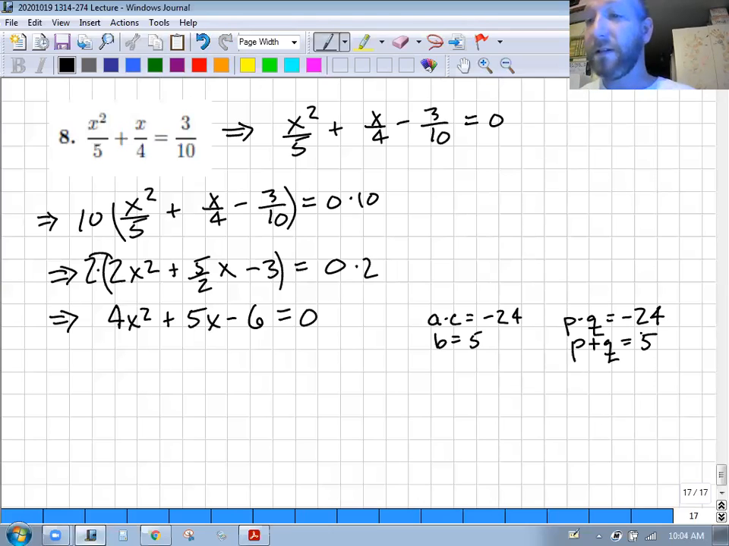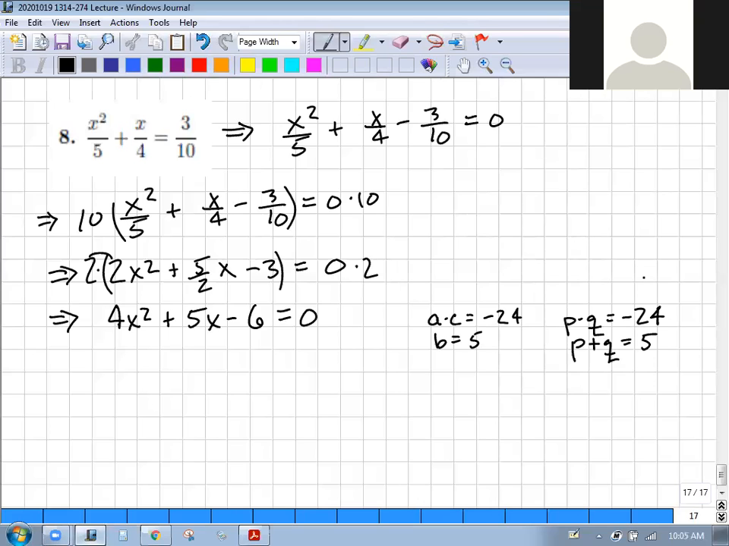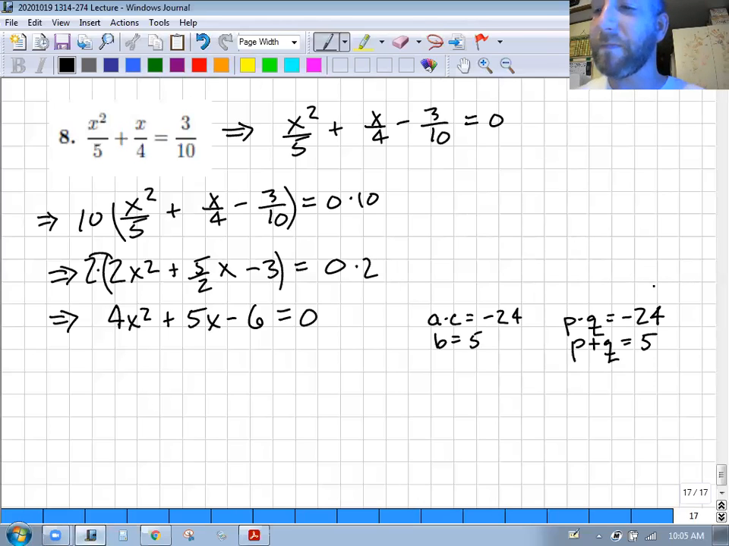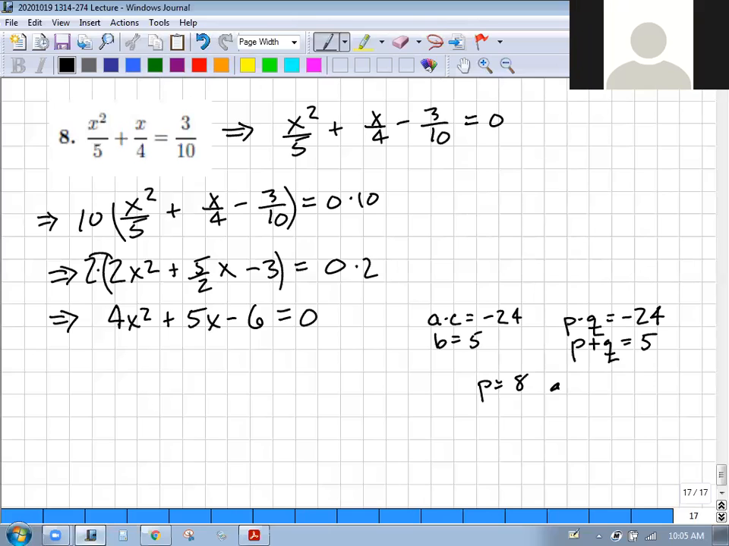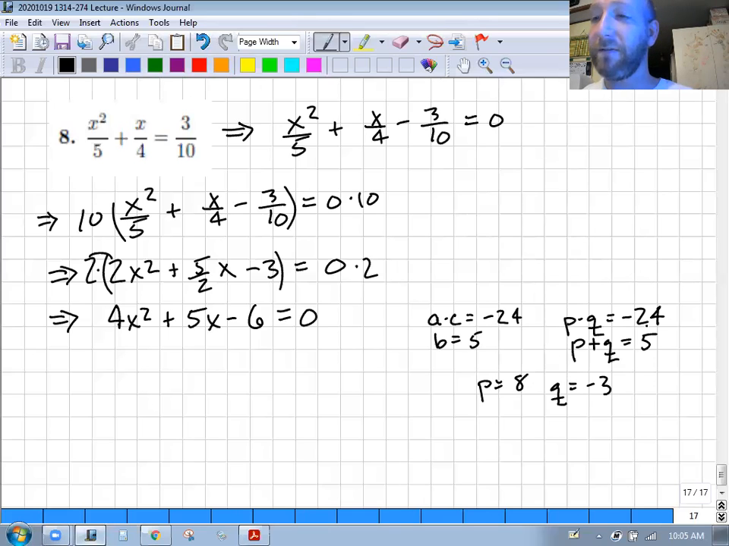So let's see, possibilities for p times q would be maybe 24 and 1, but those don't add to be 5. We can look at 12 and 2, a positive 12 and negative 2, that would give us a 10. So let's see. 8 and negative 3. There you go. If p is 8 and q is negative 3, they multiply to give us a negative 24, and they add to give us a positive 5.